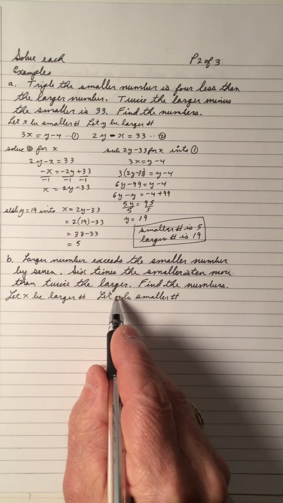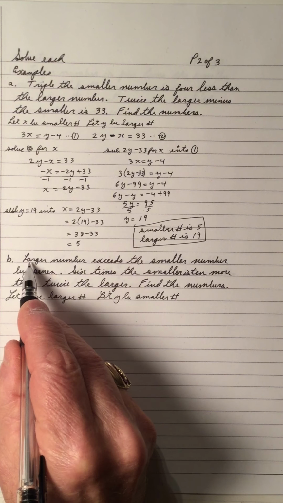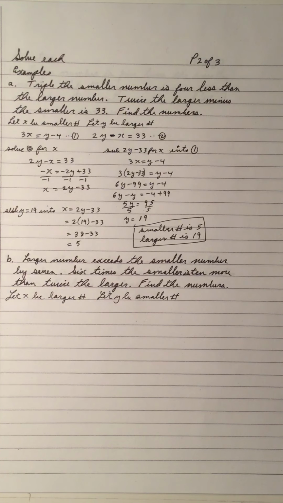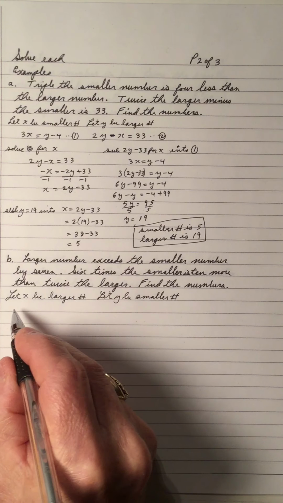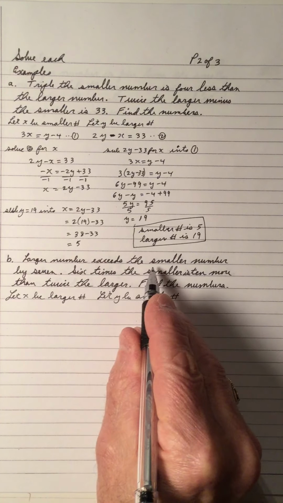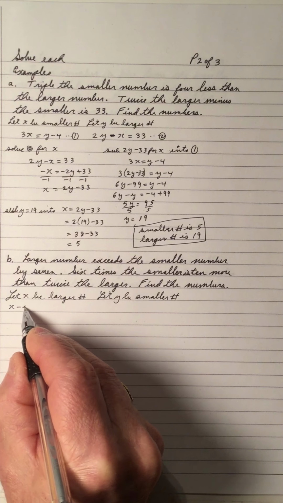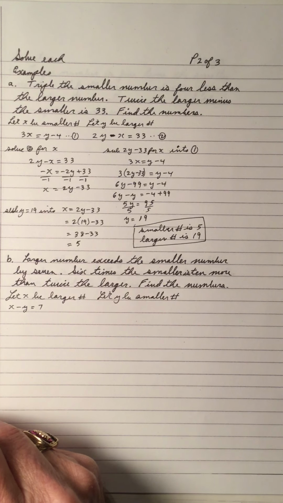Again, it's your choice. You could let x be the smaller and y be the larger. But based on this, I'll go with 2 equations. So the larger number exceeds the smaller number by 7. Exceeds means larger than. So I've got an option now. Watch. The larger number exceeds the smaller. So I could go the larger, subtract the smaller, is 7.